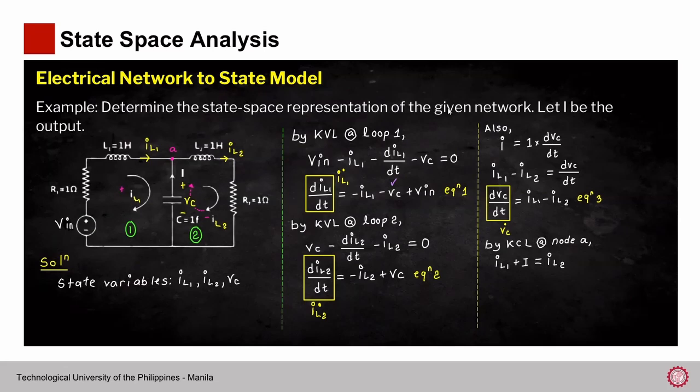So, incidentally, we want to find I because that's the output. So yung I natin, this is nothing but IL2 minus IL1, guys. And this would be your equation number 4. Equation number 4. Okay, guys? Yes. All right. So now we are done with all the equations that we need for us to be able to write the corresponding state equations, or state model.